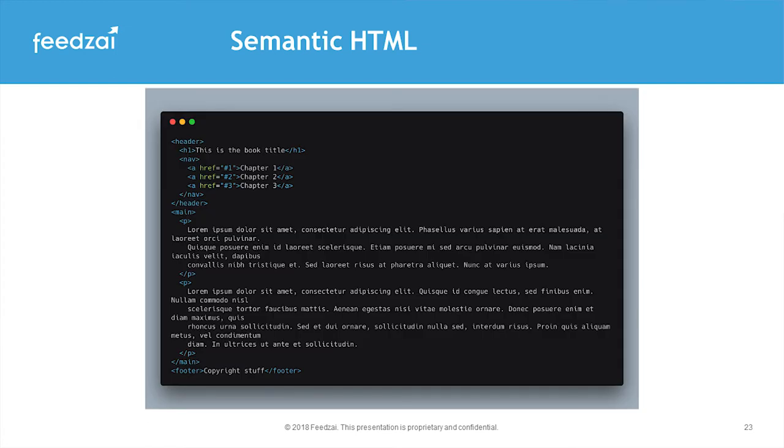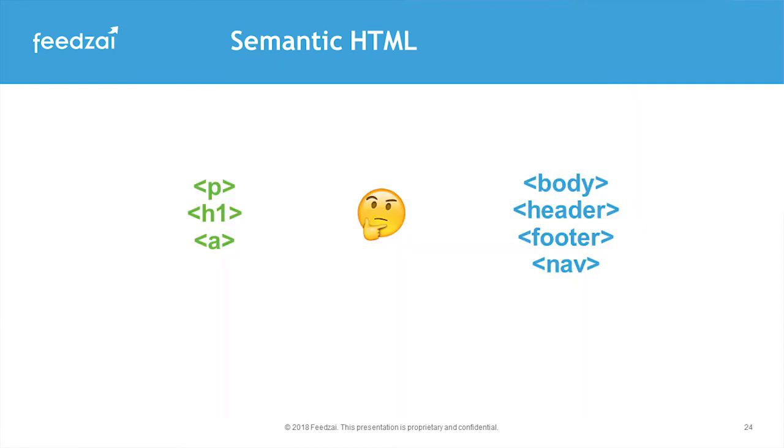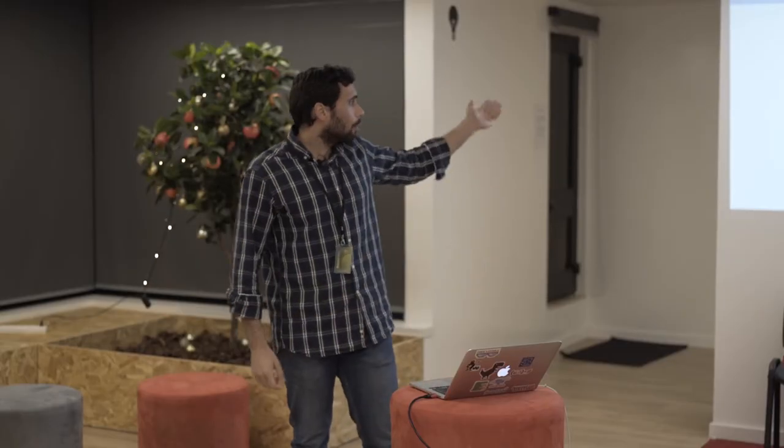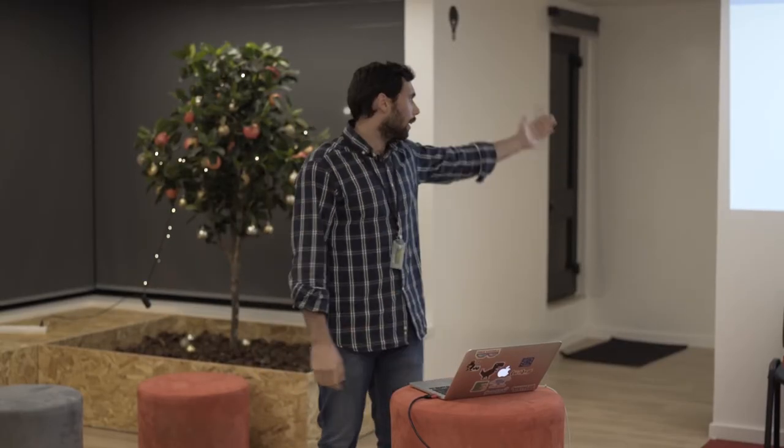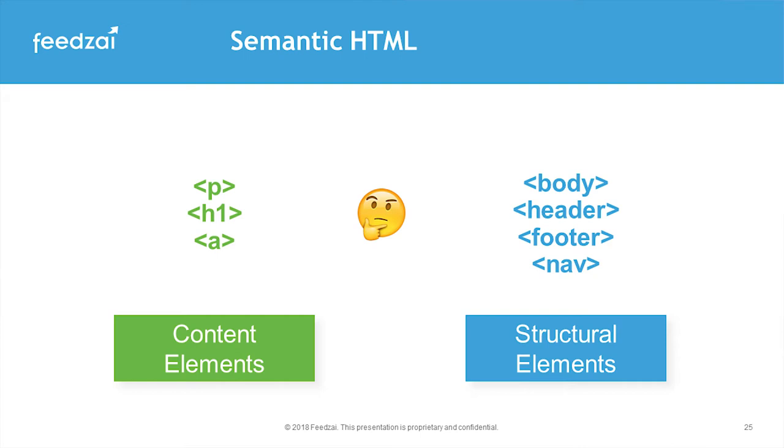And basically, this is the HTML code used to create the page. We have several elements. Some of them have text, some of them have other HTML elements inside. And the question is, do they have the same purpose? And of course, they don't. Elements like the paragraph, heading, and links fall into the category of content elements, while elements like body, header, footer, and so on fall into the category of structural elements.